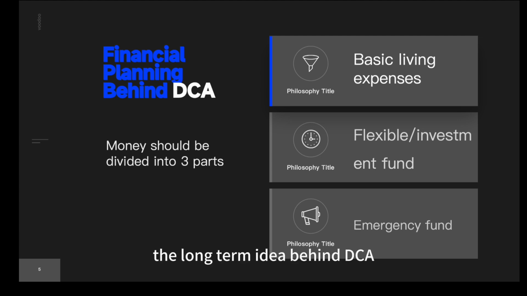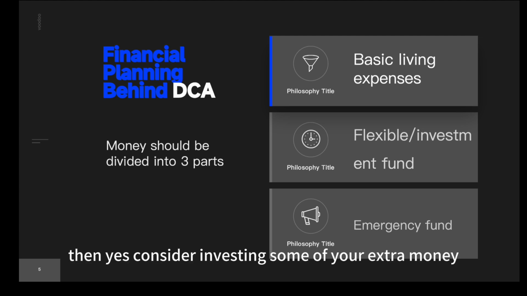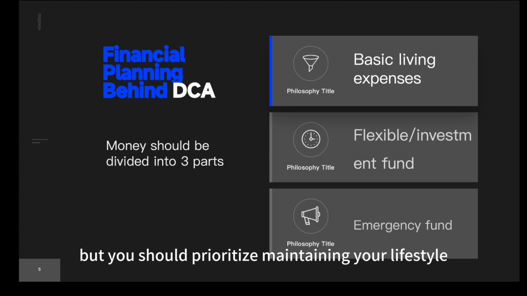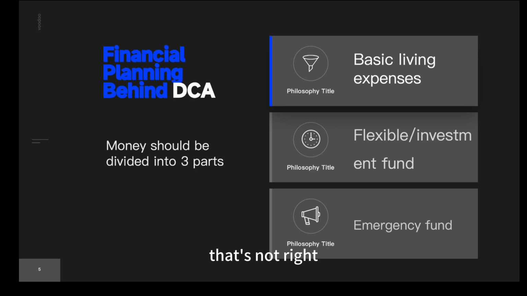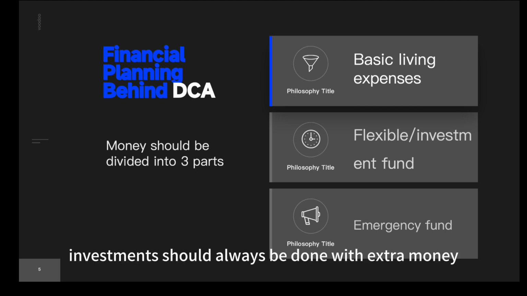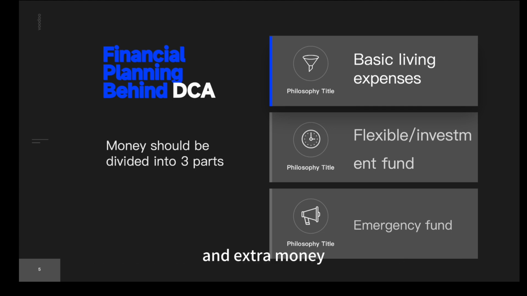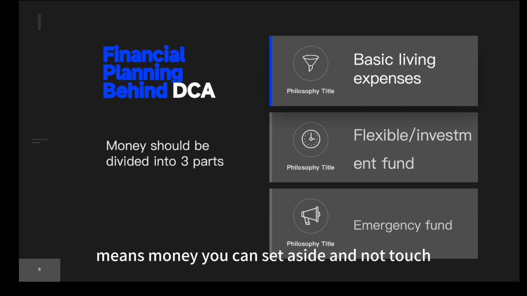The long-term idea behind DCA is to create a financial plan that helps you accumulate and grow wealth over time. If your life is already comfortable, then yes, consider investing some of your extra money. But you should prioritize maintaining your lifestyle, not rely on investing to cover your living costs. That's not right. Investment should always be done with extra money. And extra money means money you can set aside and not touch.